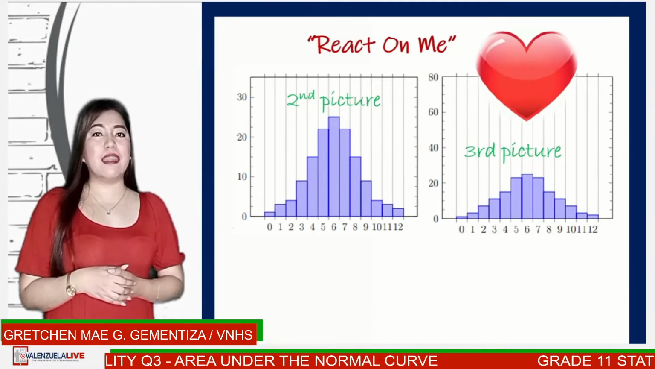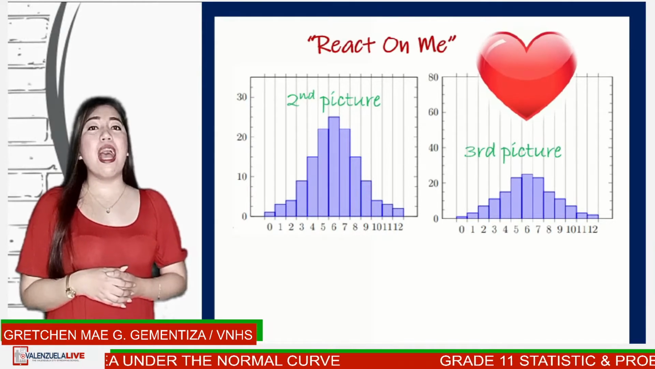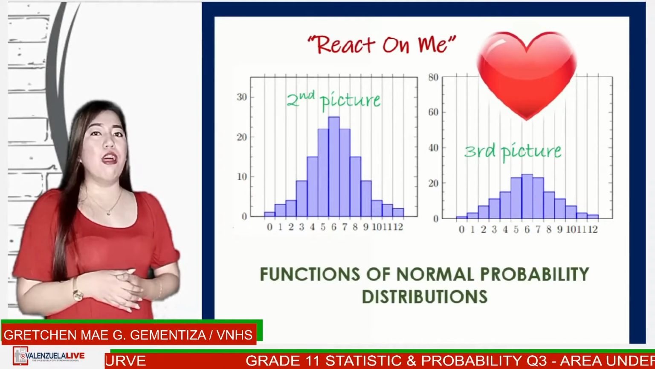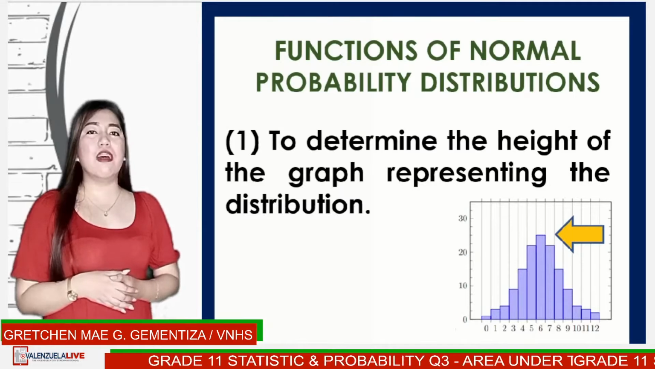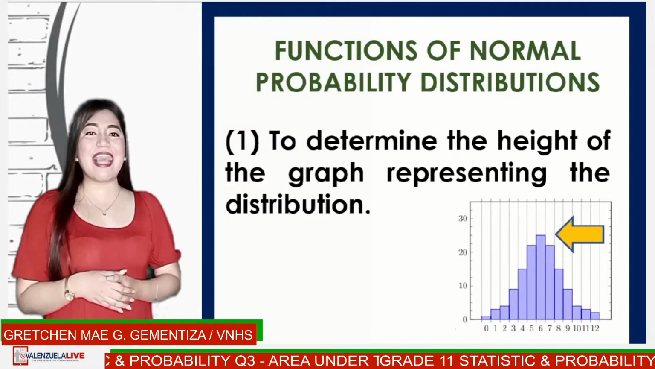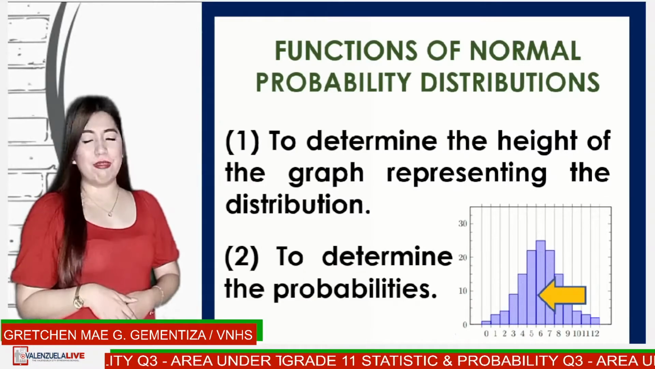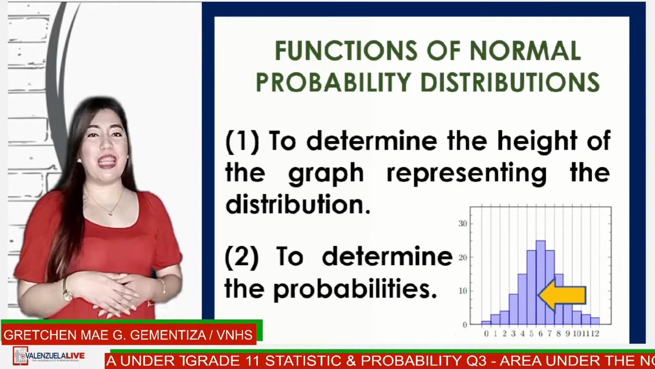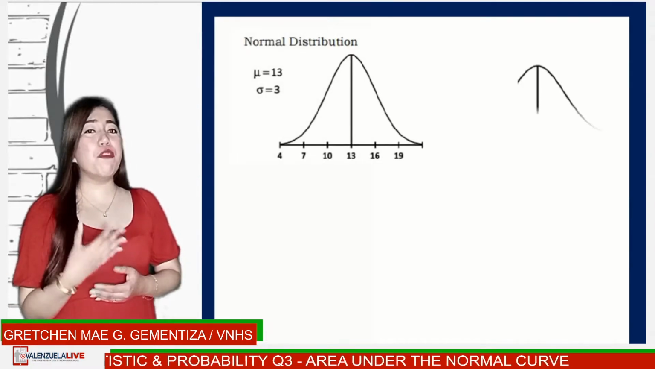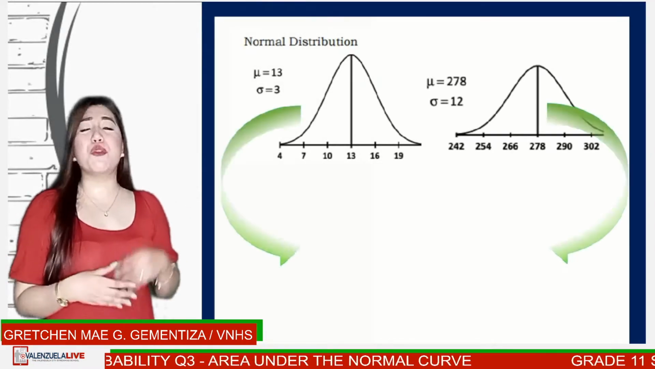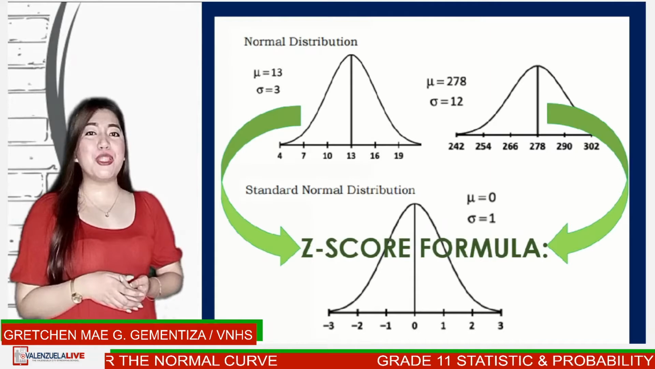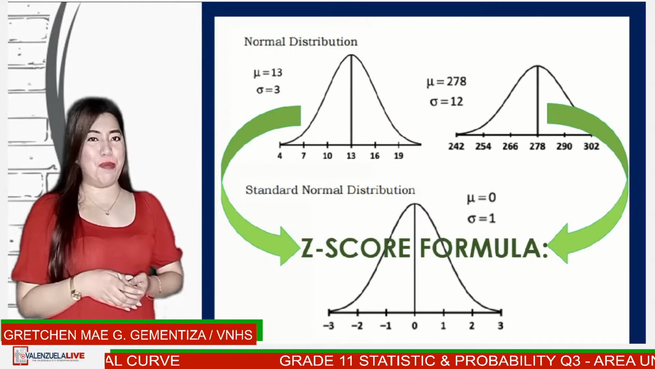Always remember that the normal probability distribution has a continuous random variable and it uses two functions. First, to determine the height of the graph representing the distribution, and second, to determine the probabilities. To avoid unnecessary calculations and graphing the scale of a normal distribution curve, we can convert this normal distribution to standard normal distribution scale, called the z-score or standard unit scale, using this formula.